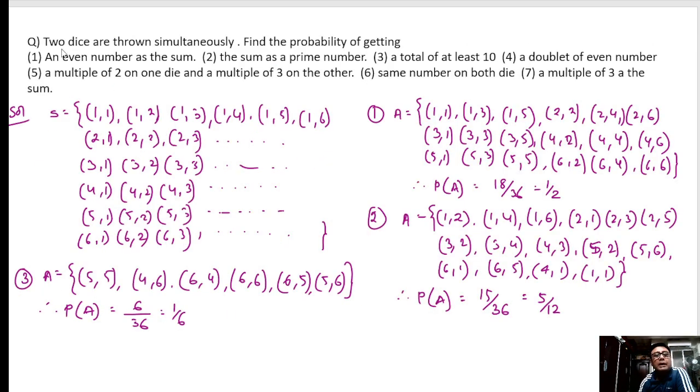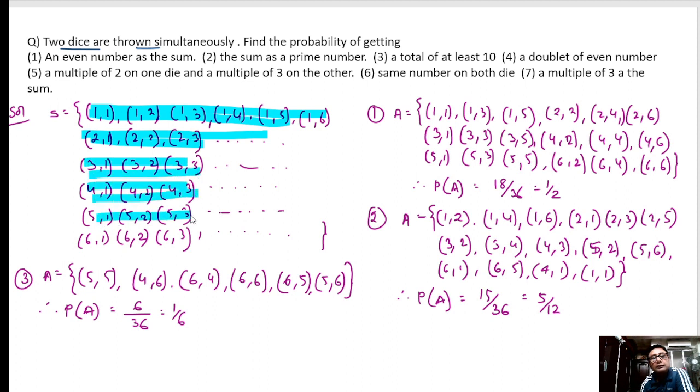Let's see, friends, 2 dice are thrown simultaneously. Please remember, when you throw 2 dice, these are the options, 36 in total. These are the different options which you can create, and there are a total of 36 different possible ways. Please remember, 36. Now they are asking for an even number as the sum.